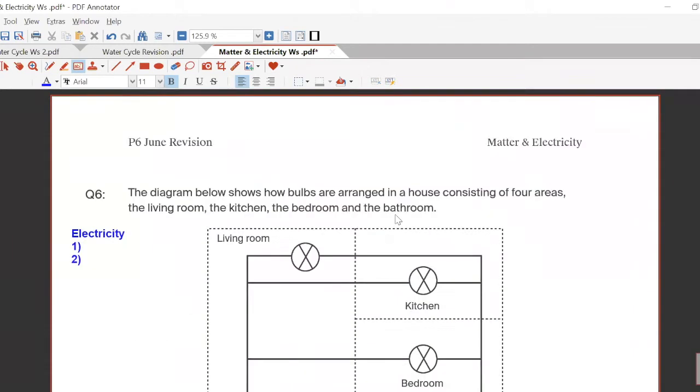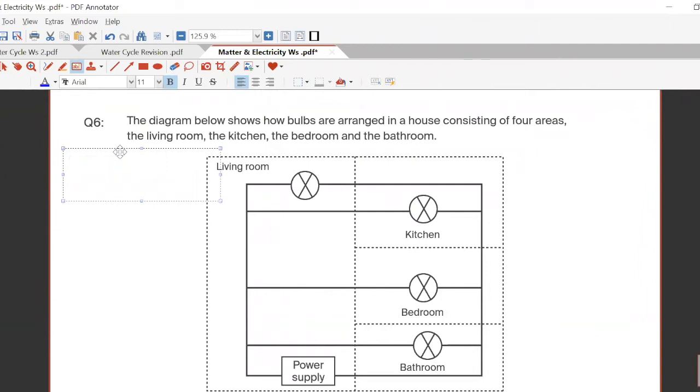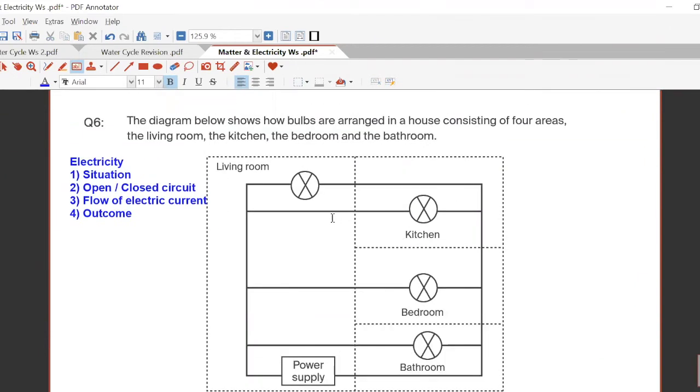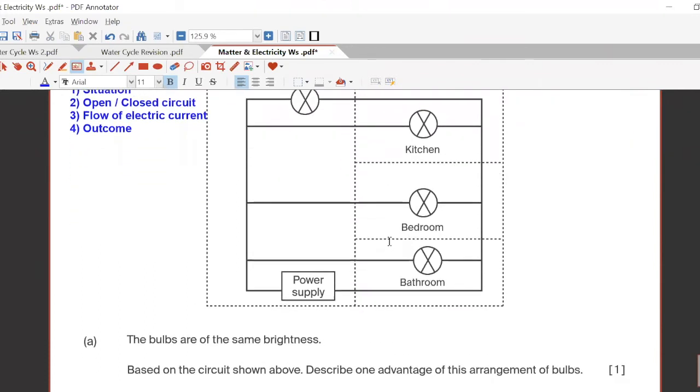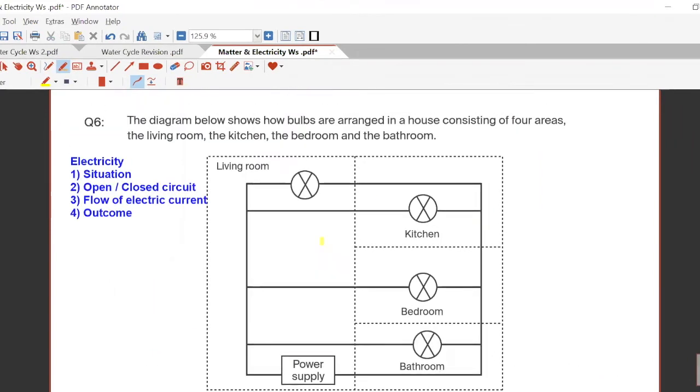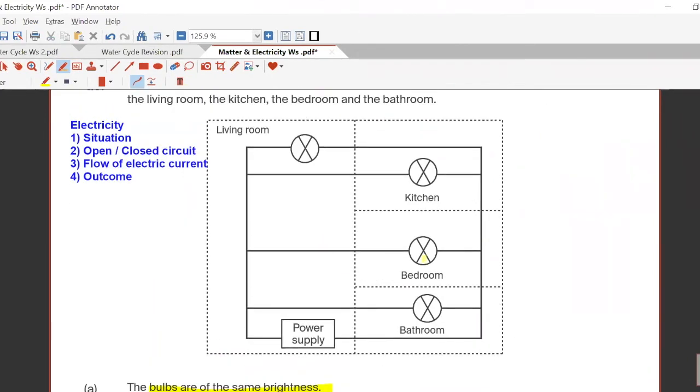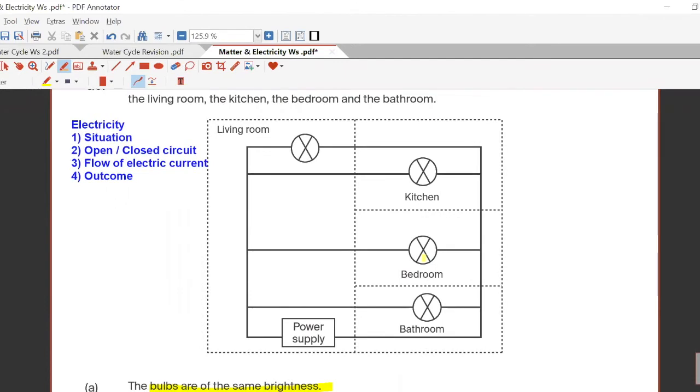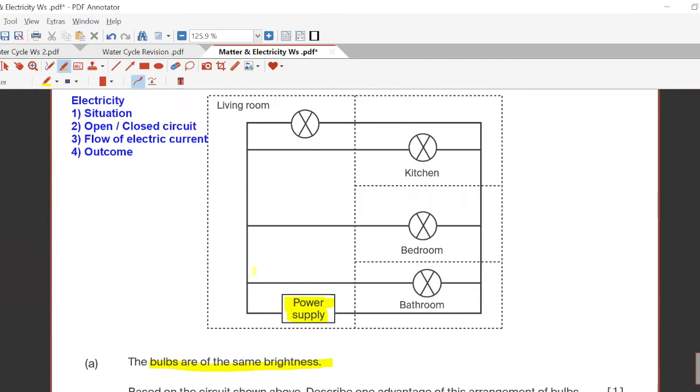So we have this question here, question 6. We've got this living room and everything, then kitchen and bedroom and everything, right? They say bulbs are of the same brightness. Whenever you look at an electricity question, the first step is to identify where is my battery. Important, because without battery, there's no electricity. Without power supply, there's no electricity at all. In this question, it is the power supply. You have to always start from the power supply and end at the power supply, because it's like my battery. Start and end at the same place. That will form my circuit itself.